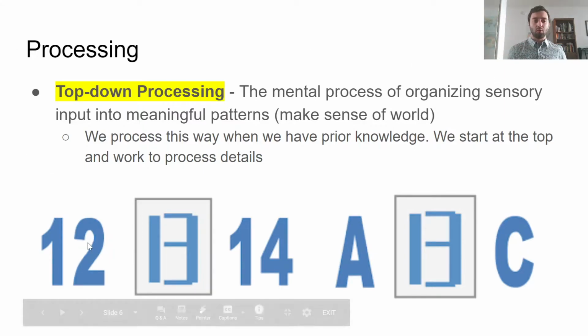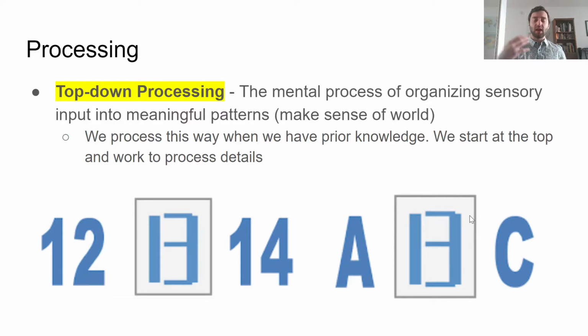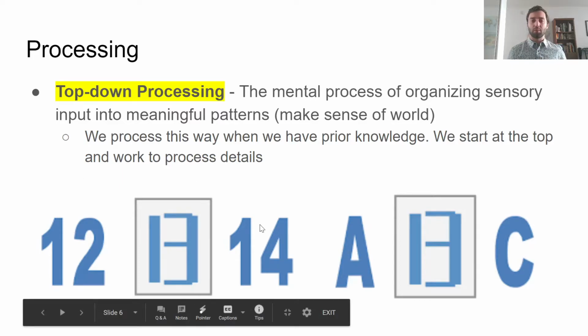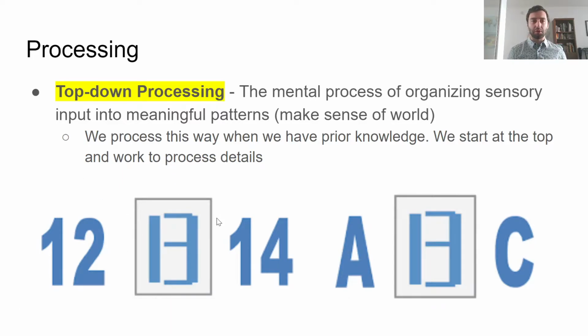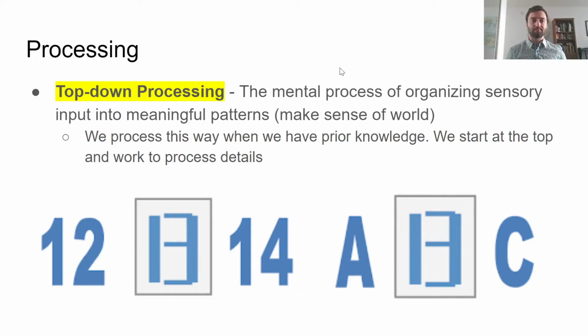So again, when we have this pattern, this becomes clear. When we have this pattern, this becomes clear. That's kind of the idea. We're adding things and making them meaningful. We process this way when we do have prior knowledge. We start at the top, at the pattern, and we work our way towards the details of the specific thing. This is why I can give you 4 numbers and leave one out, and you can tell me what the number in the middle is, because we can look for those patterns and apply them to that section.